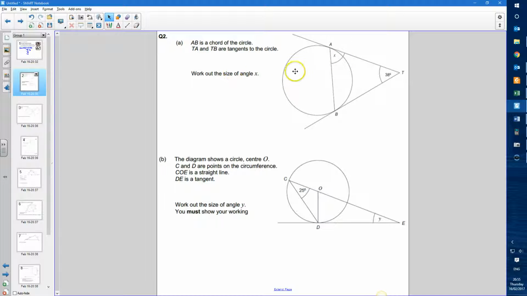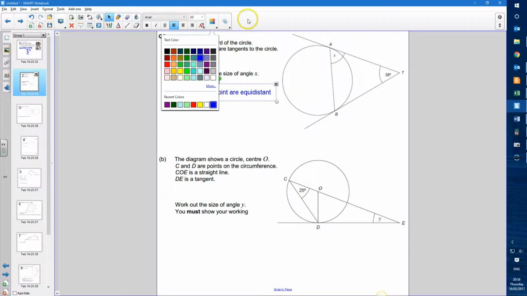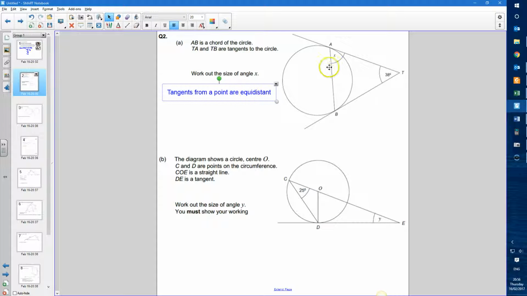Okay, so using our circle theorems, we know that any tangents to a circle that meet at a point are going to be equidistant. So I'm going to start by saying that. Tangents from a point are equidistant. So that means that TA equals TB.